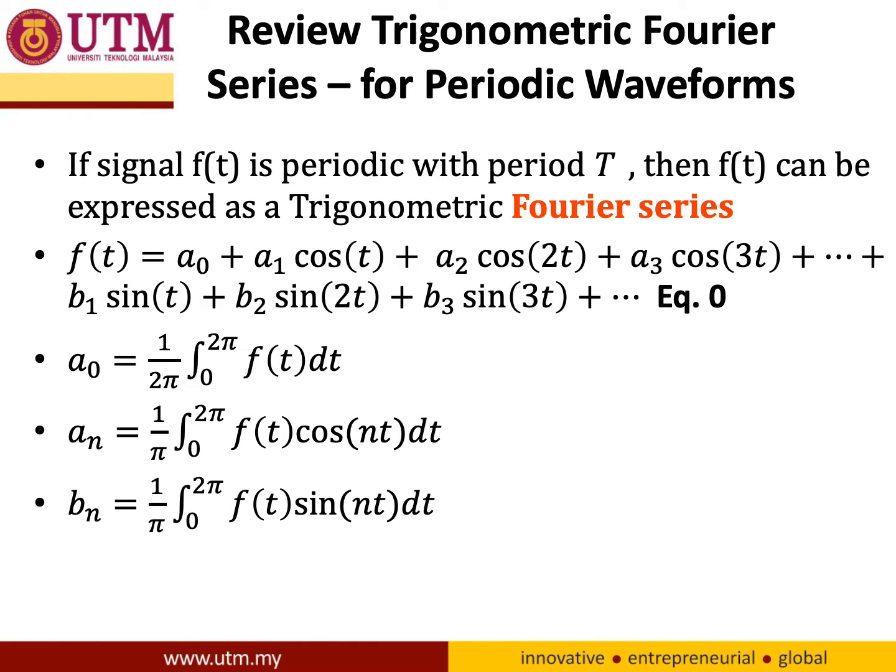As we know, if signal f(t) is periodic with period T, then f(t) can be expressed as a trigonometric Fourier series, which is f(t) equals a0 plus a1 cos t plus a2 cos 2t plus a3 cos 3t plus and so on, plus b1 sin t plus b2 sin 2t plus b3 sin 3t plus and so on, and we name it as equation 0. The coefficients a0, an and bn can be determined using the equations provided in the slide.